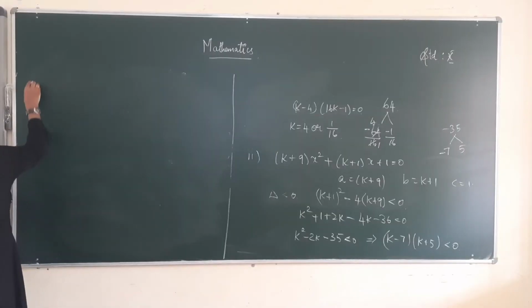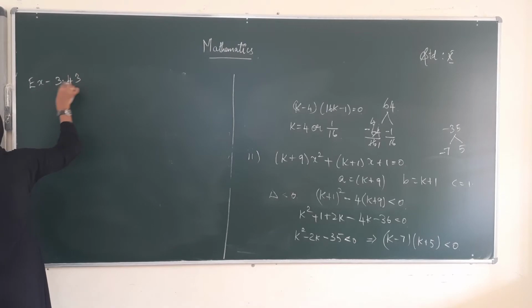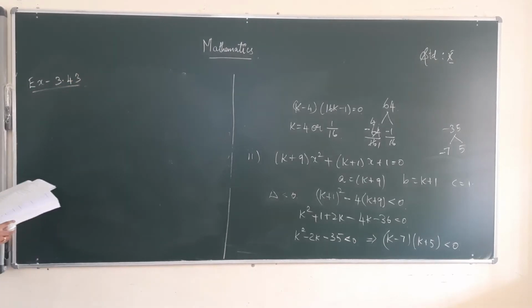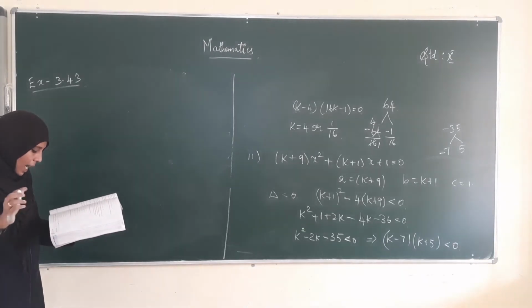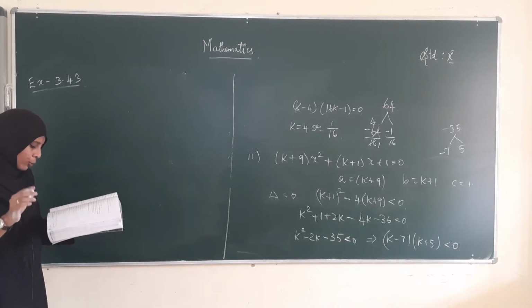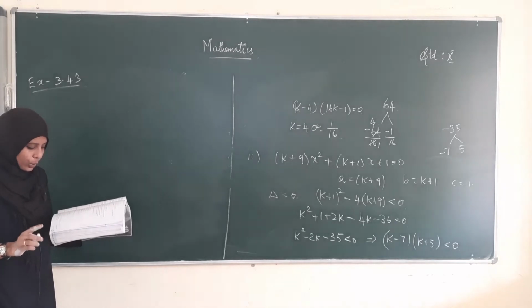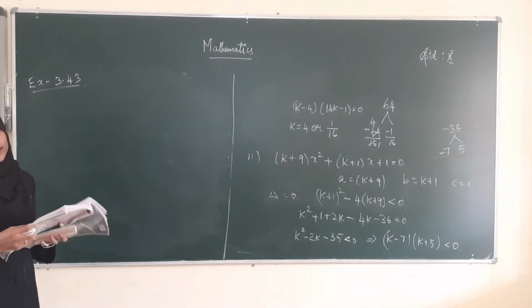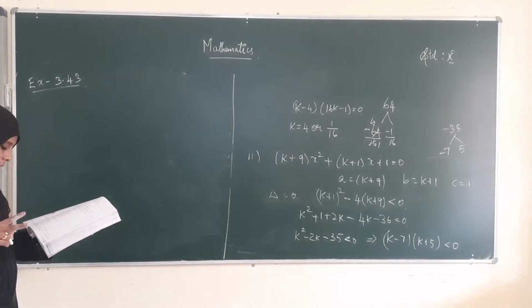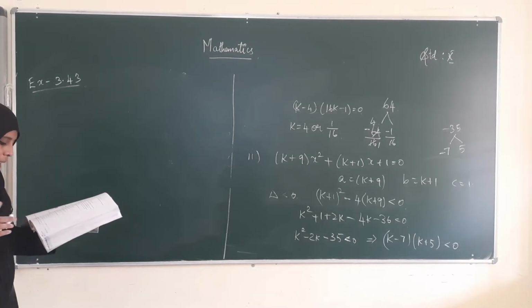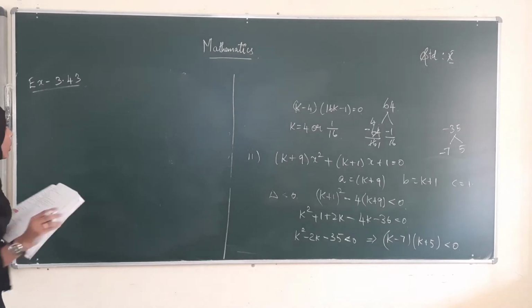Example number 3.43. What's the question? Prove that the given equation has no real roots. If PS is equal to QR, then show that the roots are real and equal. They have asked us to prove two things, right? So first one is we have to prove that the given equation has no real roots.